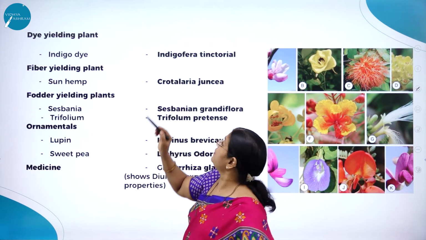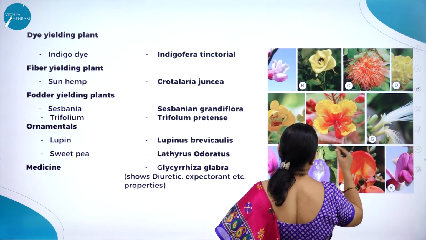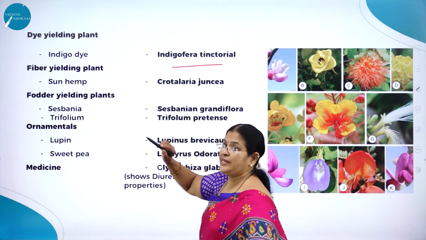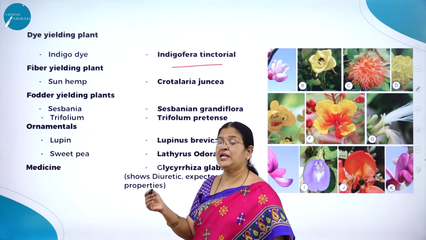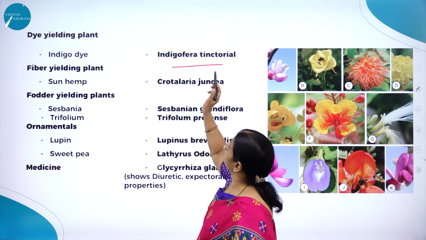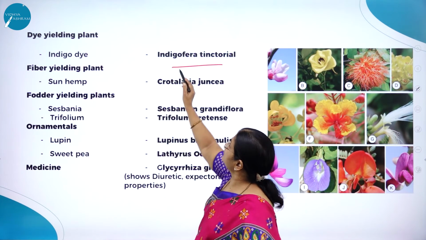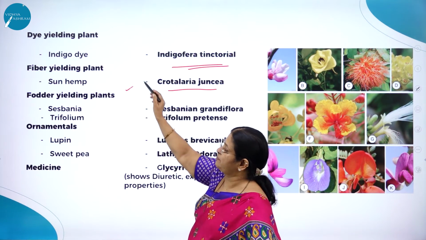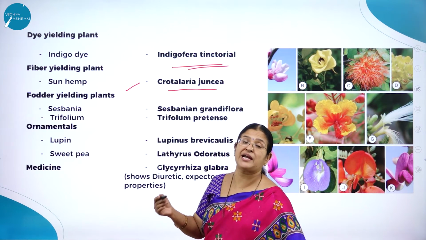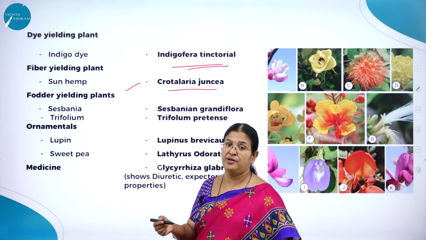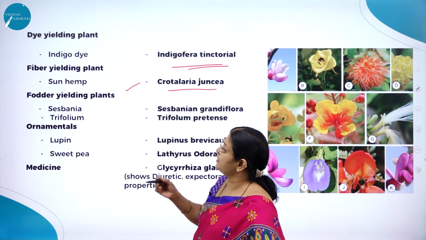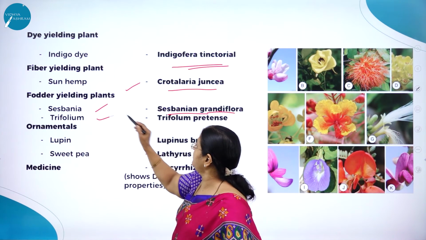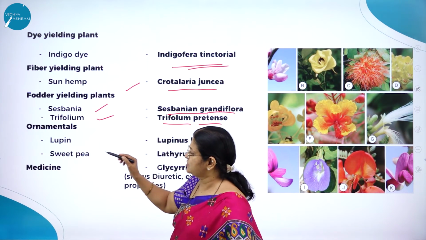Dye yielding plants, we have this. We have so many examples belonging to dye yielding plants, like indigo dye, Indigofera tinctoria. Name the dye yielding plant of family Fabaceae, that is Indigofera tinctoria. Commonly you use the word Indigofera. Then fiber yielding Crotalaria juncea, commonly called sun hemp. Fodder yielding plants, what do you mean by fodder? Food for cattle is called fodder. So fodder yielding plants, Sesbania. What is the scientific name? Sesbania grandiflora. Trifolium pratense.